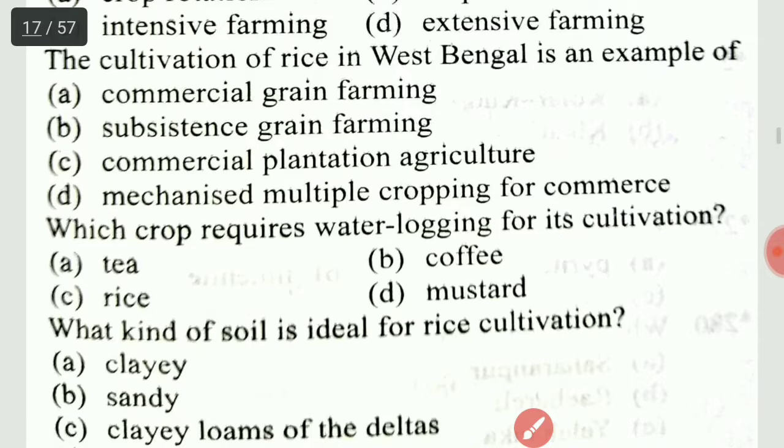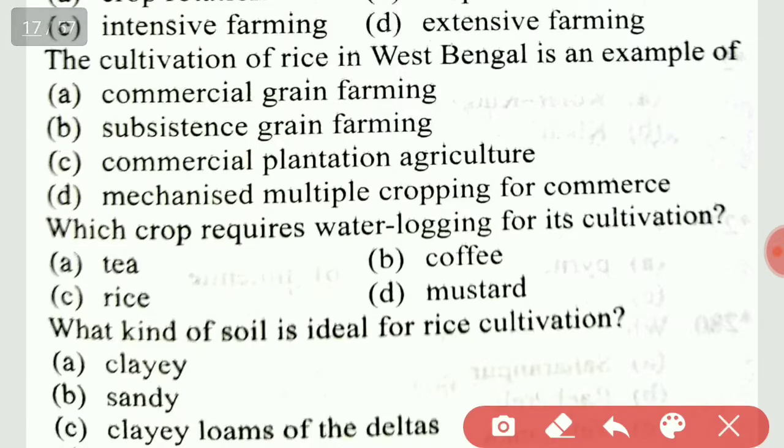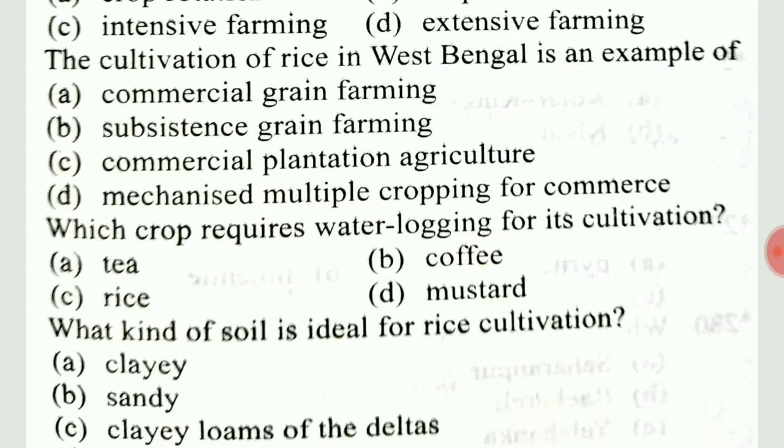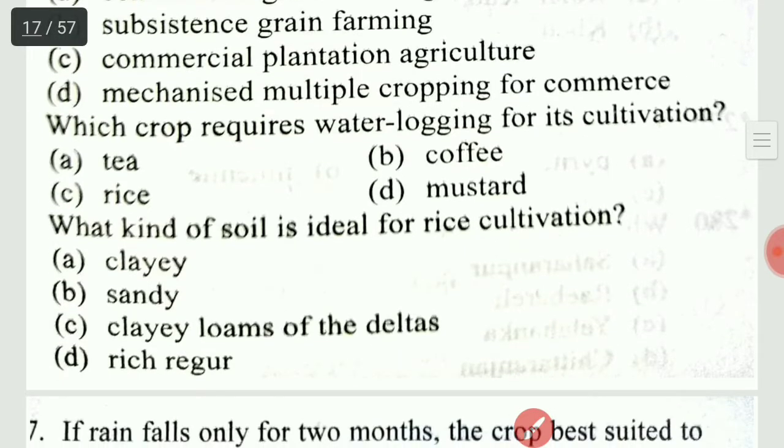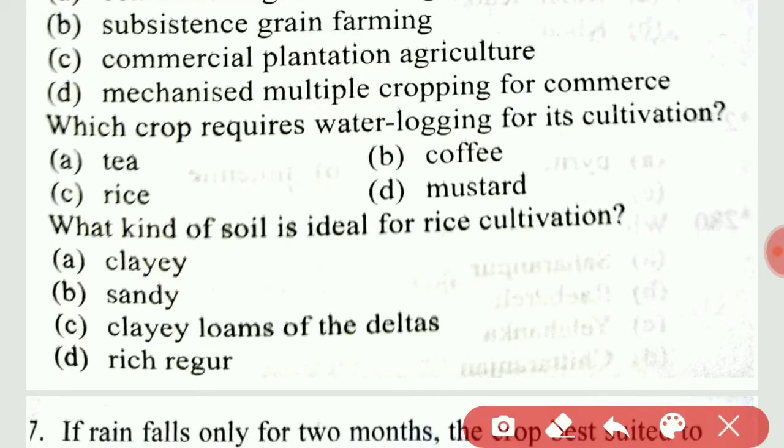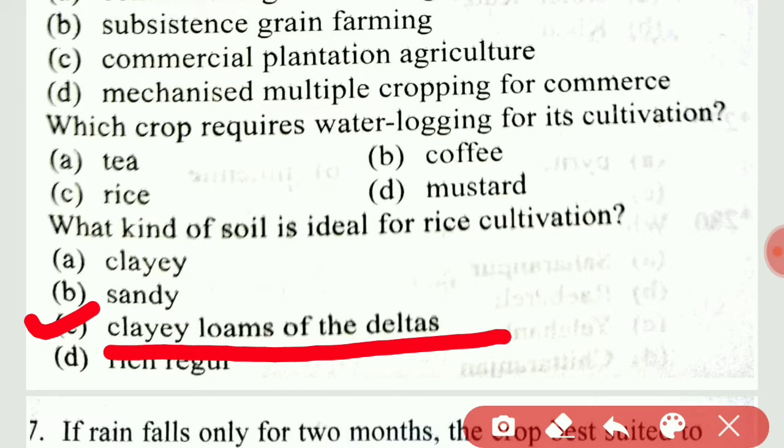Next, which crop requires water logging for its cultivation? That is option C, rice. That requires water logging for its cultivation. Next, what kind of soil is ideal for rice cultivation? That is option C, clay loams of the deltas.